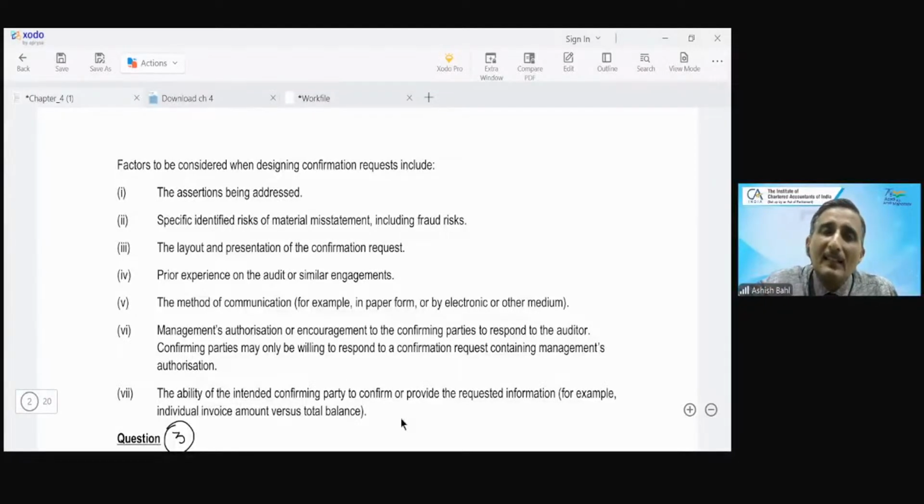So in the past, if you have received the responses, whether the party had given responses or whether the same party had given response or not. So these type of things. The method of communication, that is another important factor. Now, whether you would be sending letters, say by speed post, or whether you would be sending confirmation request on mails, how you are going to send this, all these factors have to be decided.